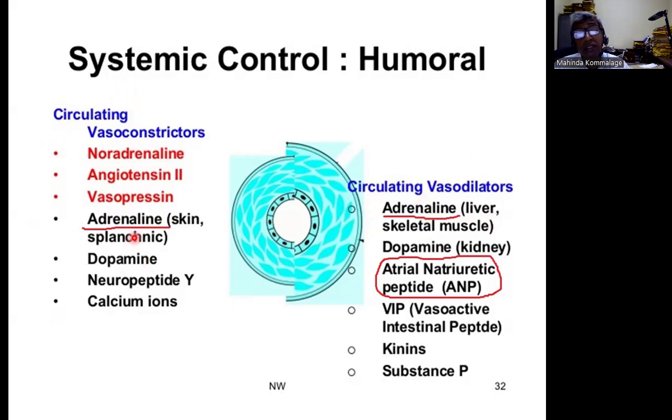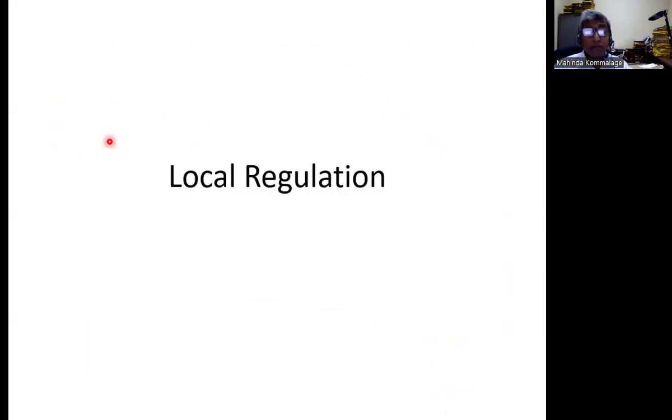And in some places, it will act as a vasoconstrictor, same as adrenaline. Dopamine will act as a vasodilator in the kidney. ANP, I already explained, atrial natriuretic peptide secreted from the heart, is a very good vasodilator. Then VIP, kinin, substance P, those are vasodilators, right? So these are hormones that act on receptors in the skeletal muscles, as vasodilator or vasoconstrictor, right? Okay.